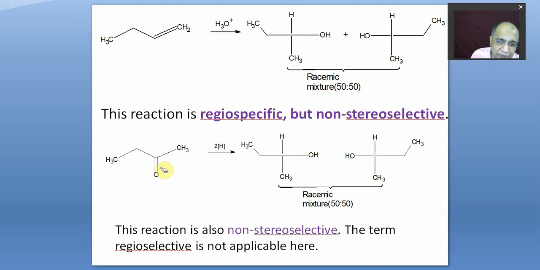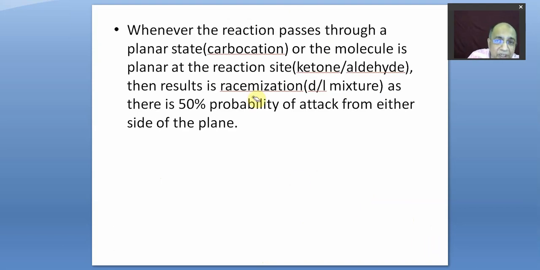Therefore, if one attack will be giving you R, the other attack will give you its mirror image, enantiomer S. So therefore, this is also 50-50. So it is non-stereoselective. Whenever the reaction passes through a planar state, maybe a carbocation, or the molecule itself has a planar site, like the ketone or aldehyde I have shown, then it results in perfect racemization or a DL mixture, as there is a 50% probability of attack from either side of the plane.